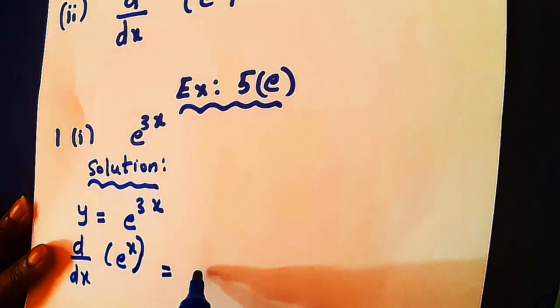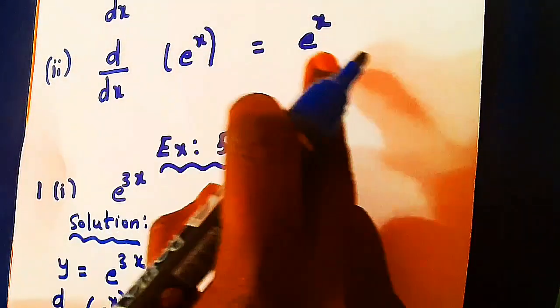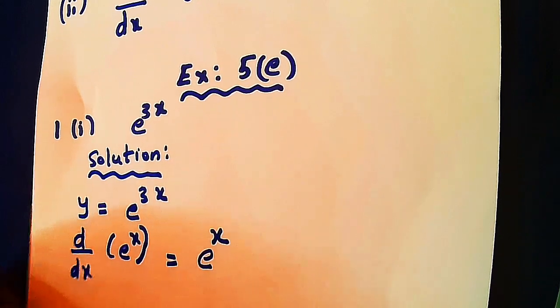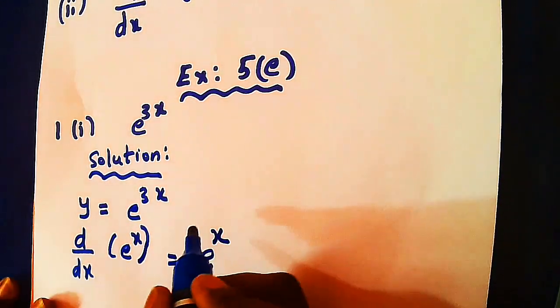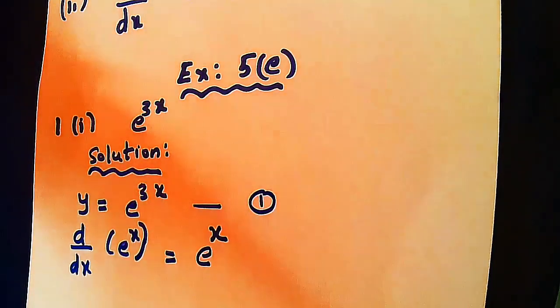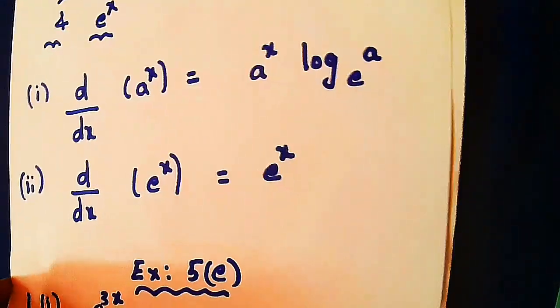What is the differentiation of e to the power x? It is nothing but e to the power x. Am I right? Differentiation of e to the power x is e to the power x. Now we'll take this as equation 1. Now we will differentiate equation 1 with respect to x.